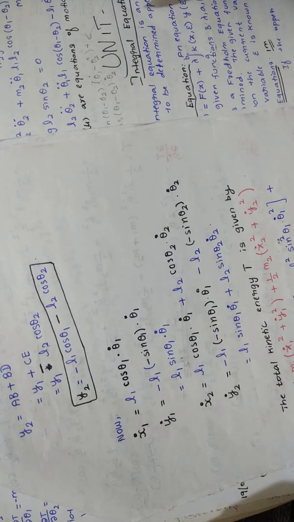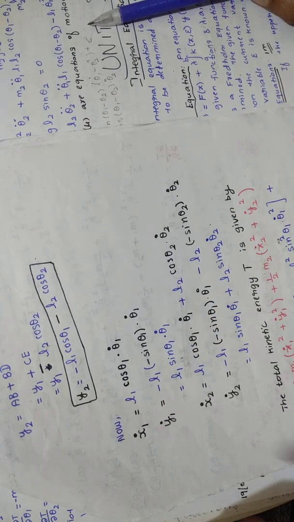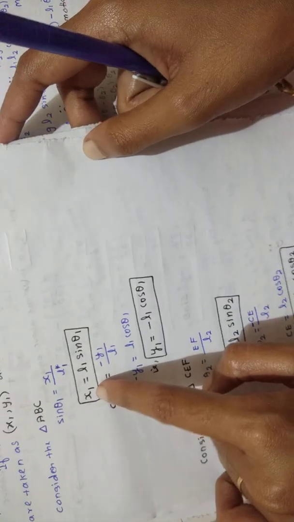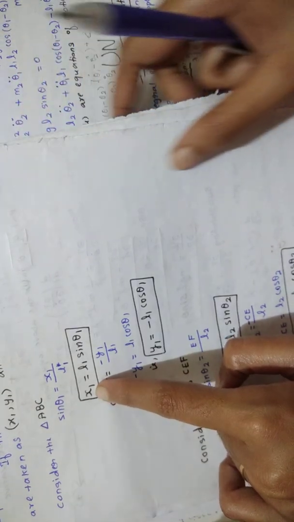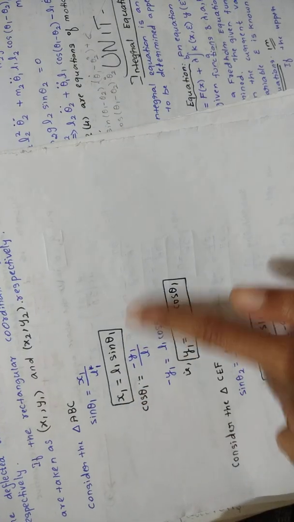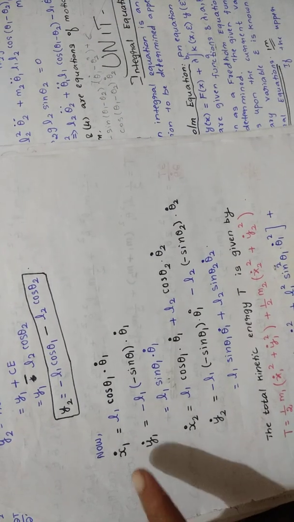You are differentiating x1. That is why it is denoted by x1 dot. You are differentiating this with respect to theta, okay, with respect to theta. So have a look at this. You will get these values.